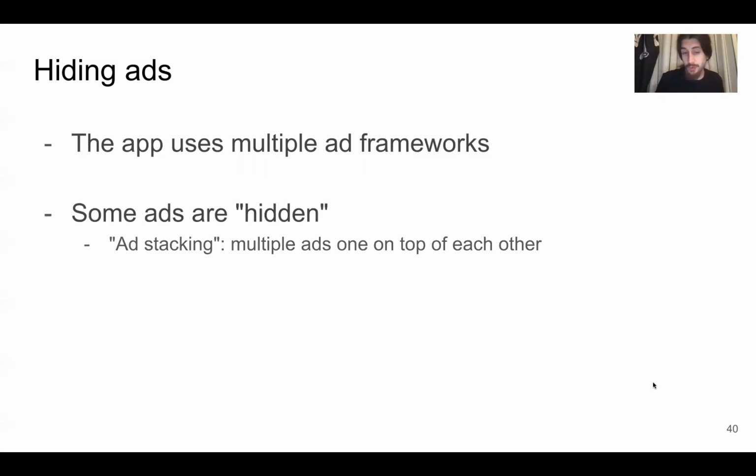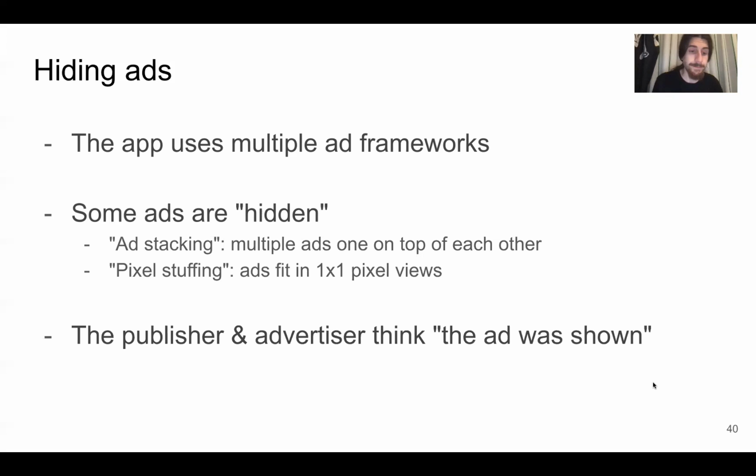Okay, so to make this hidden, there are different techniques. One is, for example, to do ad stacking. You take the different advertisements and put them one on top of each other. The user is only going to see one, the top one, not the other ones. And for the other ads, it's very difficult to automatically understand, hey, there is something on top of me. Another thing is called pixel stuffing, where you modify the ad view and fit it in 1 by 1 pixel views. So again, the advertisement is technically there, but the user doesn't see it, which means you can put tons of them in and the user is not going to complain. And again, the publisher and advertiser think that the ad was shown, while in fact it was not.